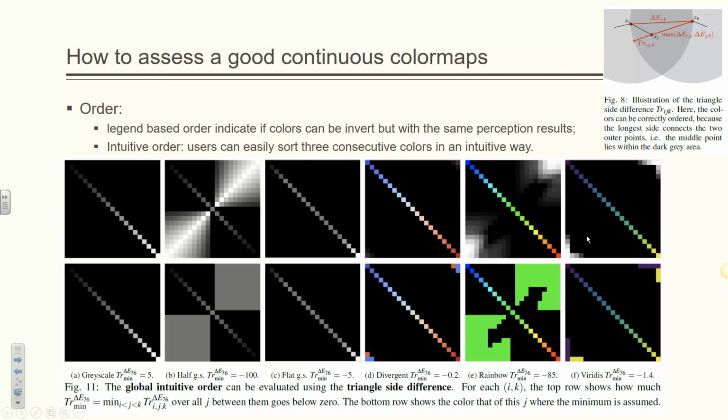The third attribute is the order. The order means that if any one of us looks at a selected set of colors from the color map, we will sort them in the same way. Then we say the color map satisfies order.